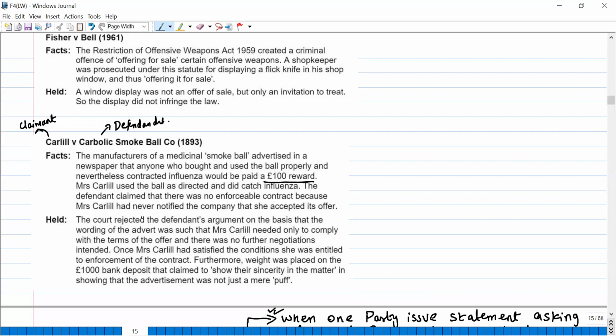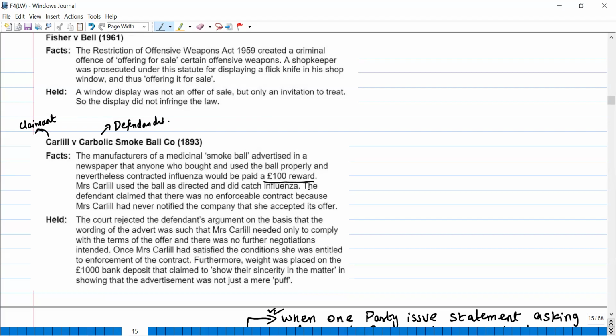Okay, so this was the case. A pharmaceutical company put an advertisement in the newspaper in which it was stated that anyone who purchases this smoke ball, the medicine, and uses it will never catch influenza, but if he did, then they would pay him a £100 reward. Now there was a lady, Mrs. Carlill. She used that medicine, okay, and did catch influenza. After using the medicine, she still caught influenza. So then she claimed the reward from the medicine company.